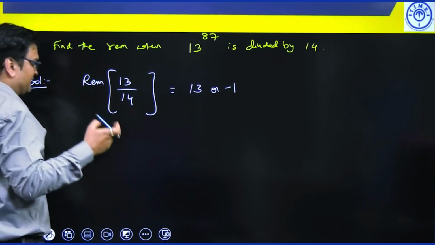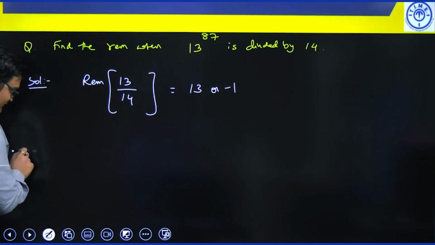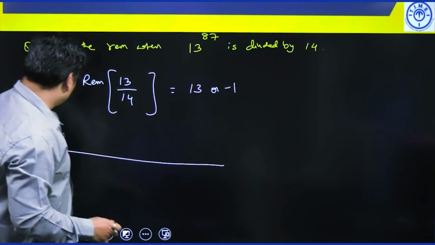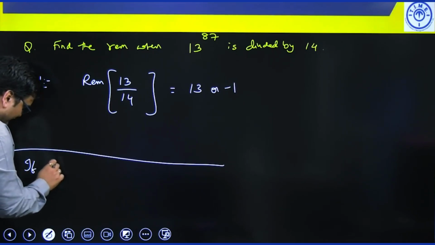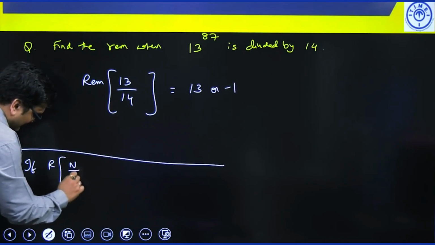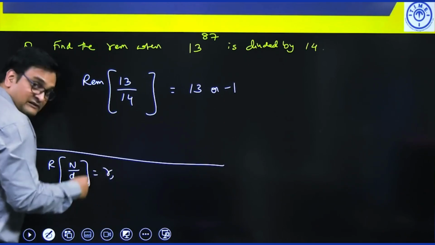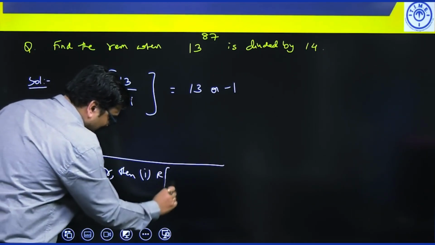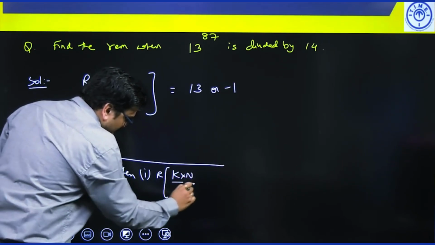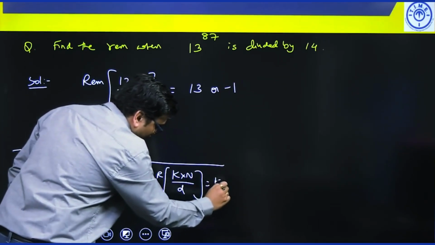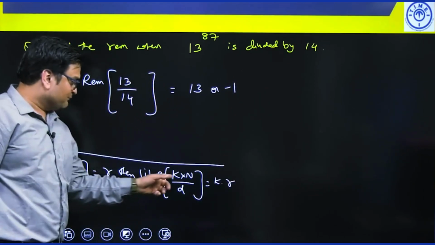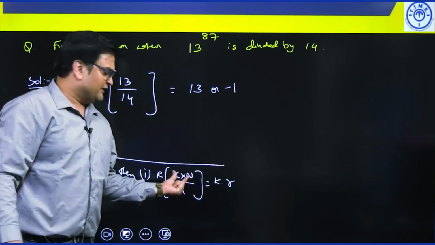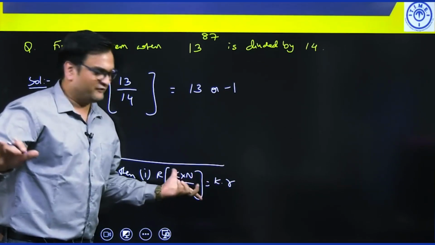Now we have one very useful property. I'll just write down the property also somewhere, you can also note it down. This is going to come after this. The property is, if the remainder when n is divided by d is r, then point number 1, the remainder when k into n is divided by d will be equal to k into r. So that means if the number is multiplied by k, the remainder is also going to be multiplied by k. K should be a natural number, it cannot be a fraction, of course.